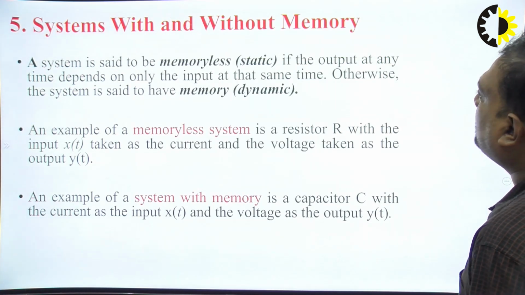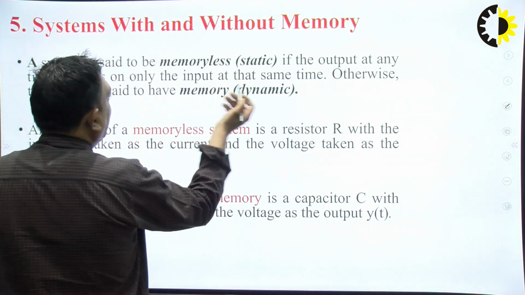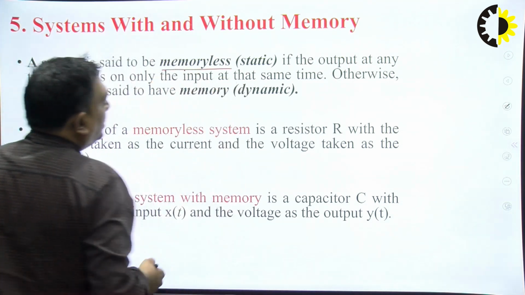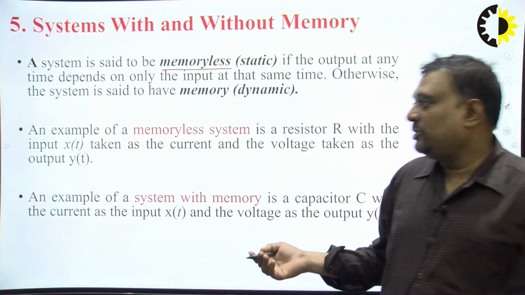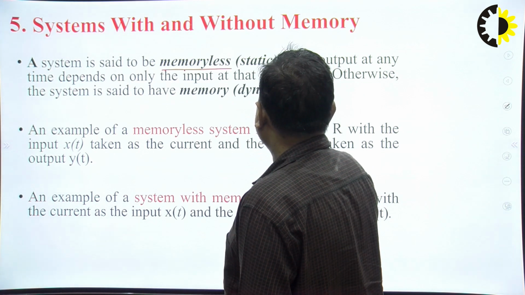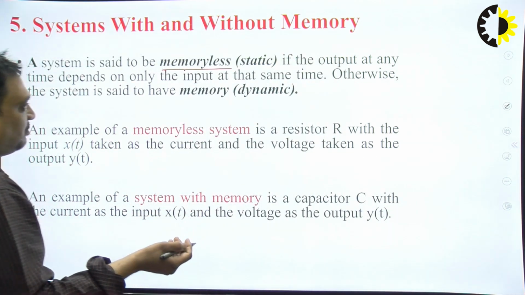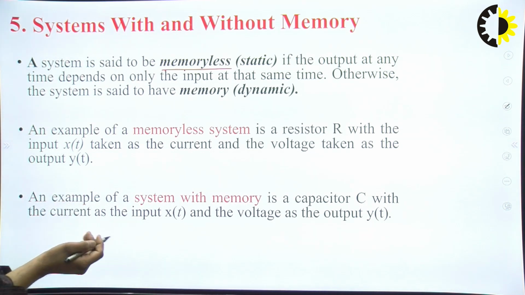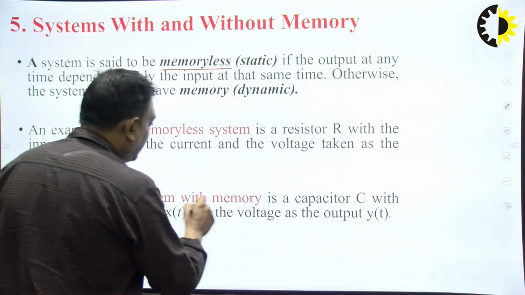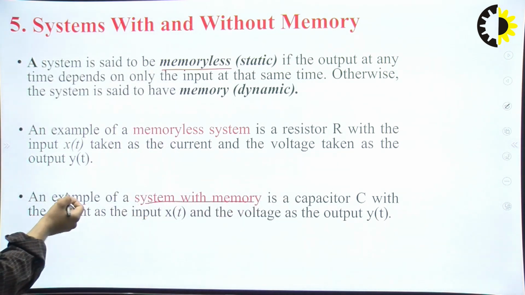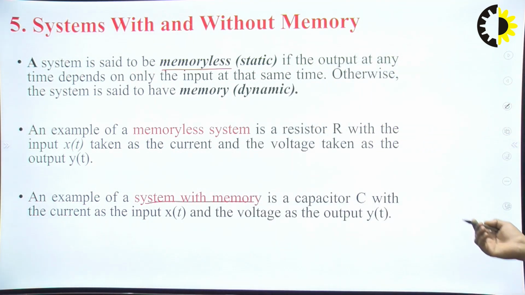Then systems with and without memory. Systems without memory are also called static systems or memoryless systems. When there is no memory, you cannot store any past or future value of the input. You apply the input and you get the output, but you cannot save any past or future values. In a system with memory, you can store past values as well as future values of the system.